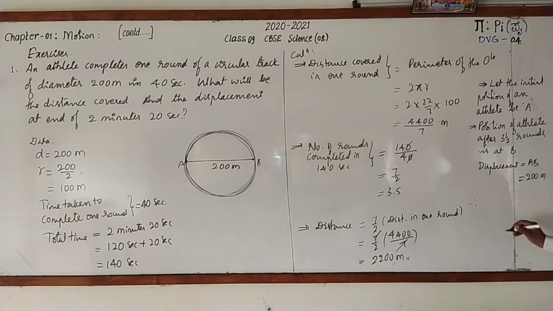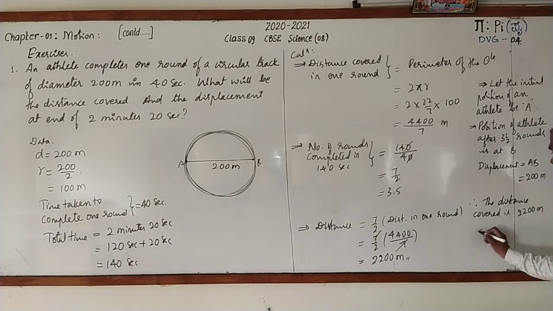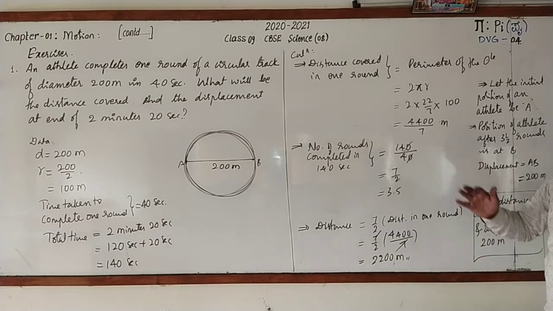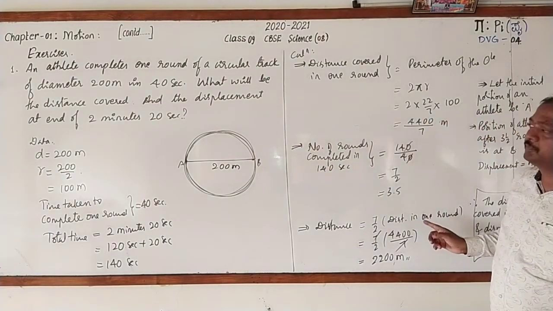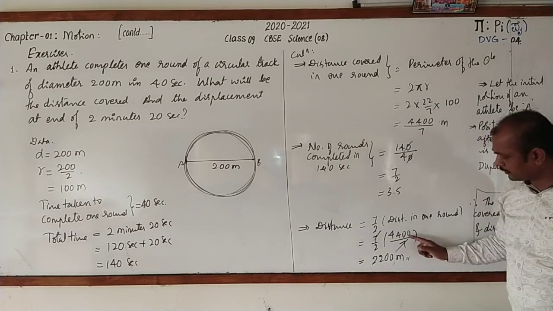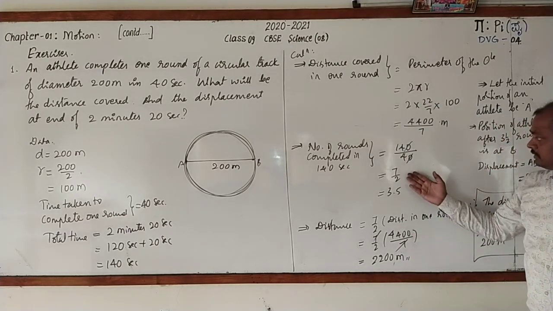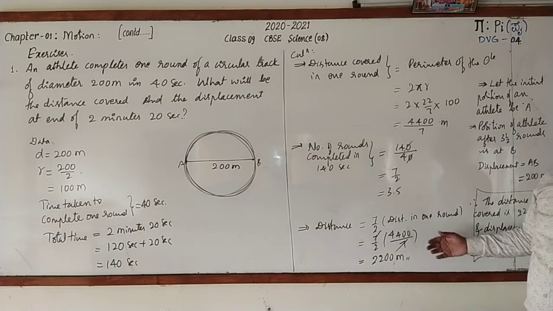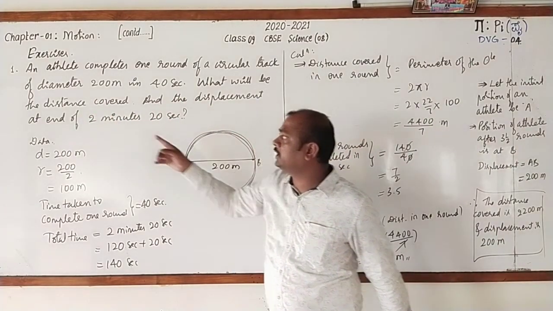Conclusion. Therefore, the distance covered is 2200 meter and the displacement is 200 meter. Now you have to copy from there to here. Here we have found the distance covered in one round. It's not necessary, you may go for finding that here only, directly. Go for copying from there to here quickly.